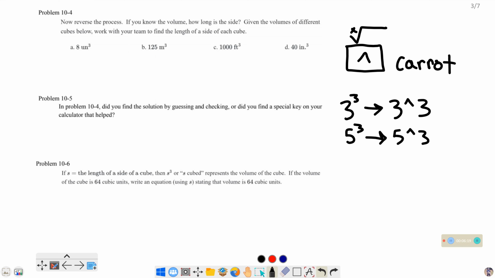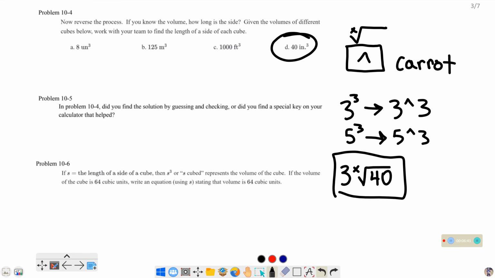And the way that we access this cube root is we start on our calculator by typing the number 3, typing in the X root, and then typing in our number. In this case, the number is 40. This on our calculator says the cube root of 40.